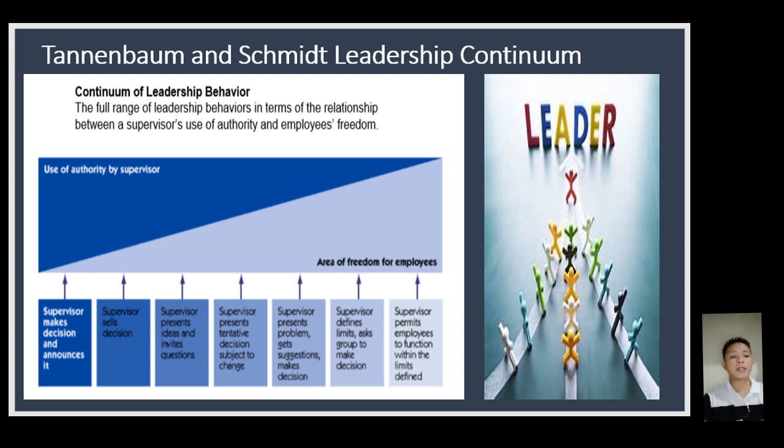Fifth, manager presents the problem or situation to get suggestions, then decides. Sixth, manager explains the situation or problem. And finally, manager allows team to develop options and decide on the action within the manager's received limit.